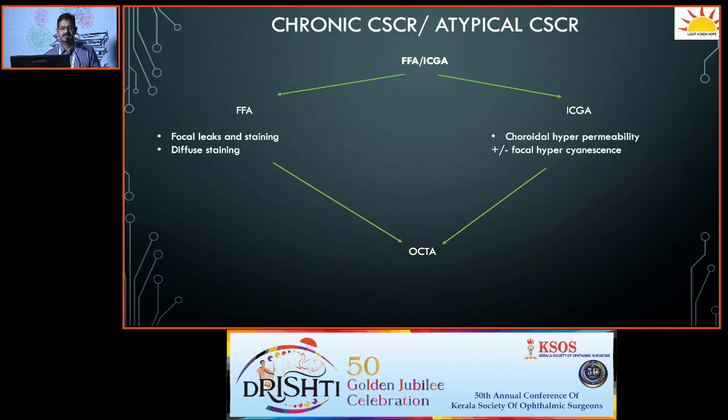In chronic CSR or atypical CSR, again, get an FFA and ICG. In FFA, you will see focal leaks and staining. Sometimes you will just see diffuse staining. You won't find a pinpoint leak. On ICG, along with choroidal hyperpermeability, you will see focal hyperfluorescence. I always prefer to advise OCTA in such cases because this is one condition where the OCTA has an edge over FFA and traditional dye-based angiography.